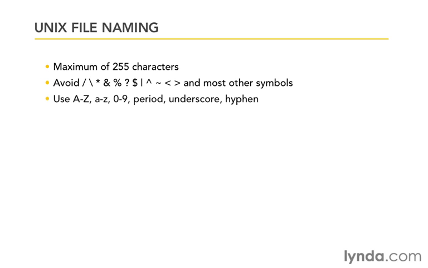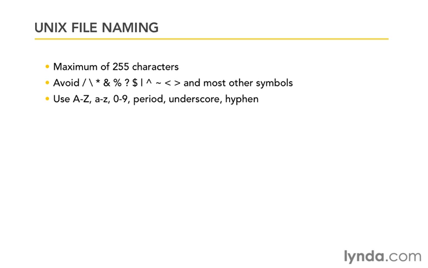What you do want to use are letters, numbers, and the period, underscore, and hyphen. Remember, period has a special meaning. If it's the first letter of the file name, it becomes a dot file, and it gets treated a little bit differently, and it won't show up in the macOS X Finder.